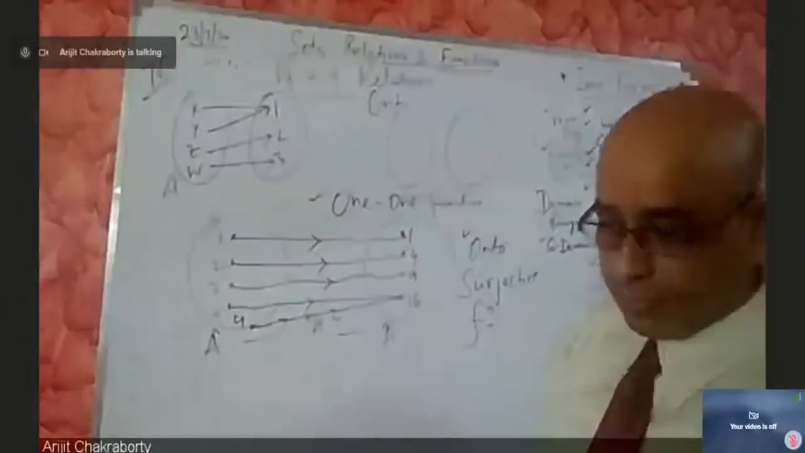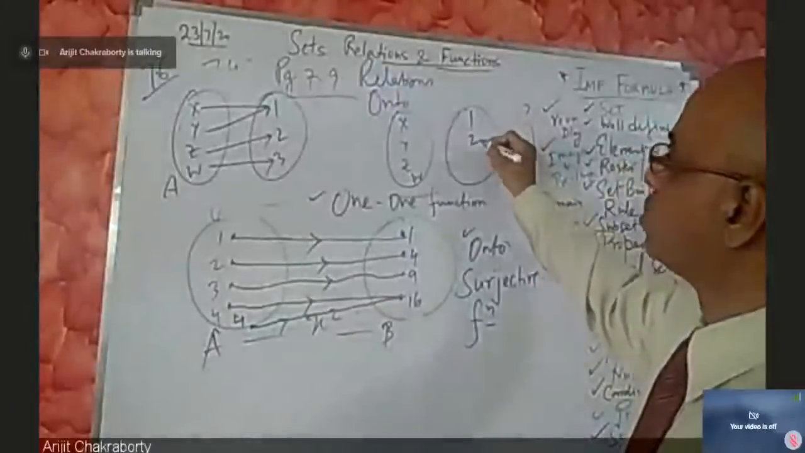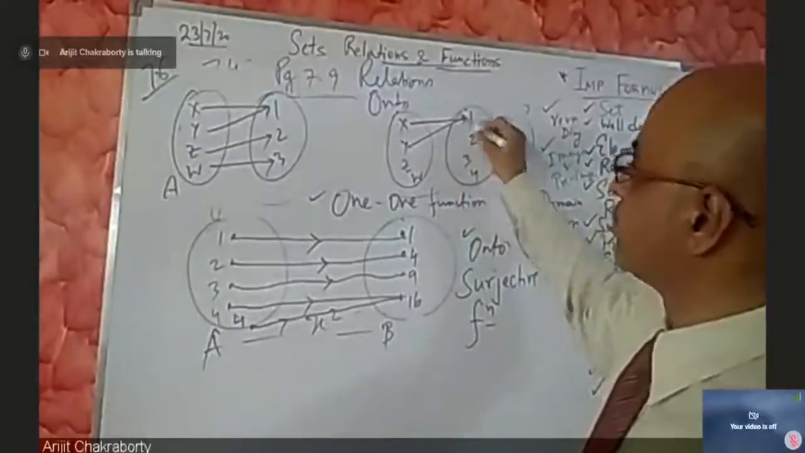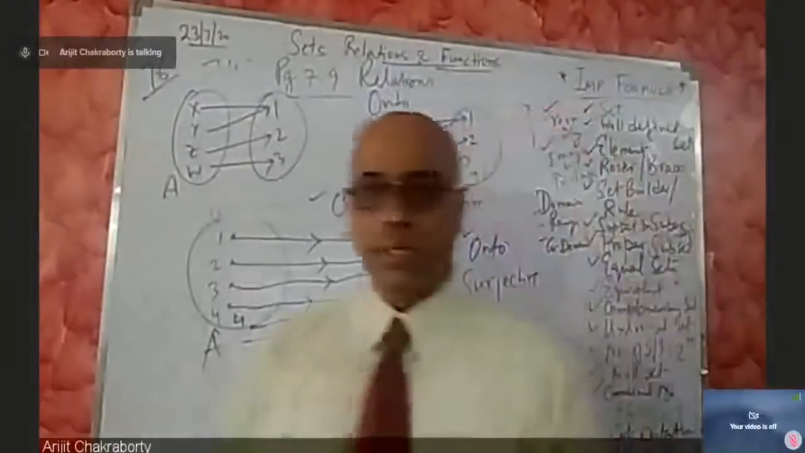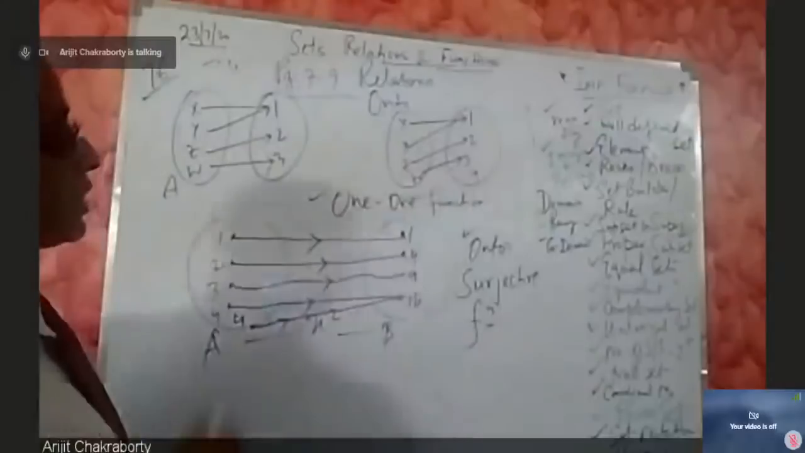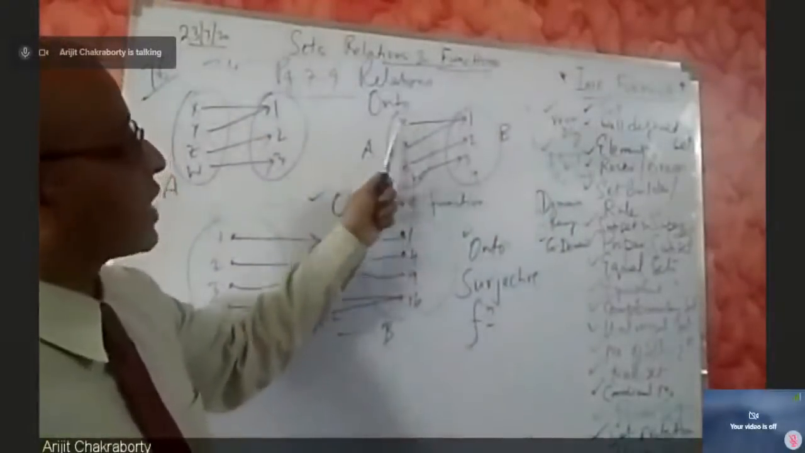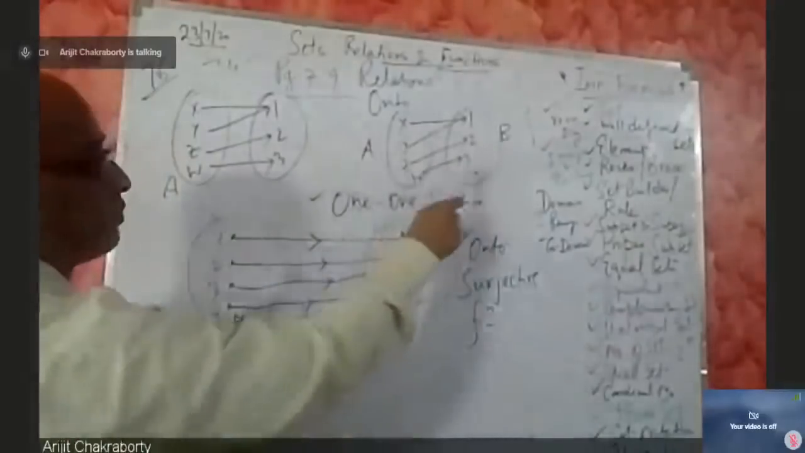This and this, A and B. I have X, Y, Z and W, and here I have 1, 2, 3 and 4. Please see carefully. X and Y are both linked with 1. Z is linked with 2 and W is linked with 3. Please see this once again. In this image, X, Y, Z and W is set A. 1, 2, 3, 4 is set B. X and Y both have their image 1. Z has its image 2. And W has its image 3.